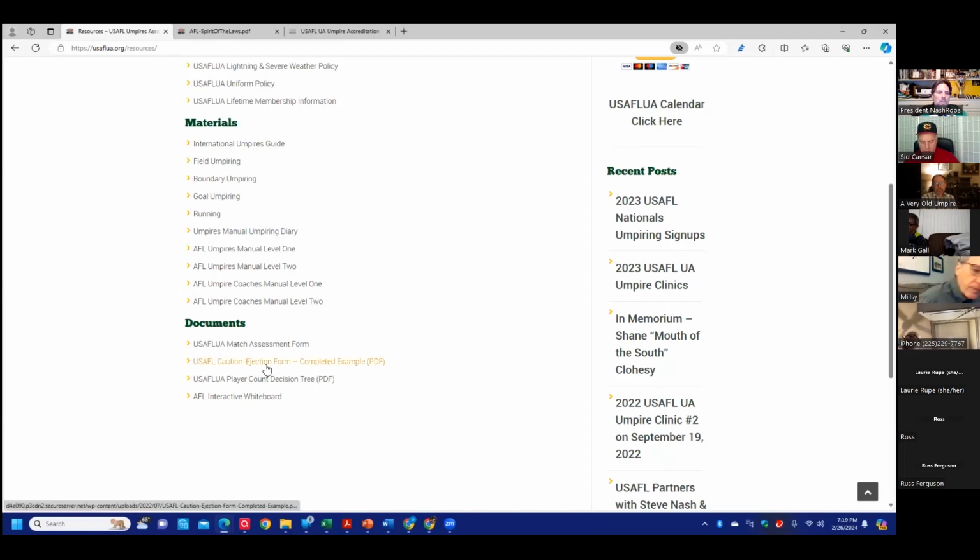There's the caution ejection form that if you do have a red or yellow card, you need to know how to complete this. There's materials for that. And there's a couple other things. The player count, you don't need to know that today, but that's just something you need to know if you're going to be a field umpire, because it does come up from time to time. And then we'll put the resources out here for match management. When that document becomes formalized, we'll put that out here in the document section.